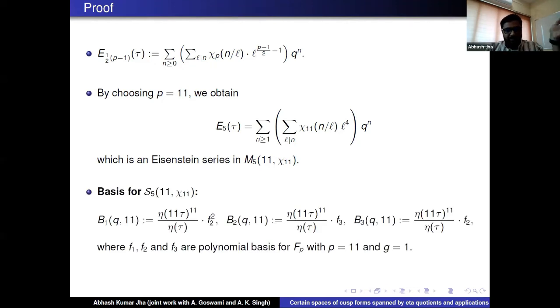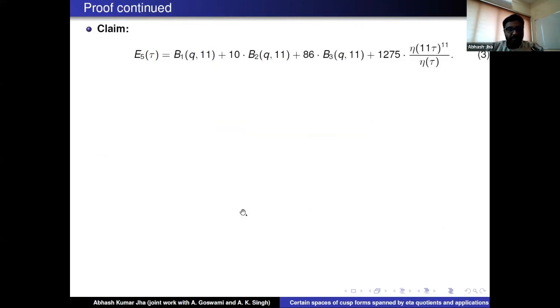Now the theorem of Garvan gives me this basis. For P equals 11, this is 3-dimensional. So let us write these basis elements B1, B2, and B3, where F1, F2, F3 are explicit functions, and they are the polynomial basis. My idea is to express this Eisenstein series in terms of these functions. So my claim is this: E5 can be written as a linear combination of these elements. These are a basis of cusp forms. This is something else; this is not a cusp form.